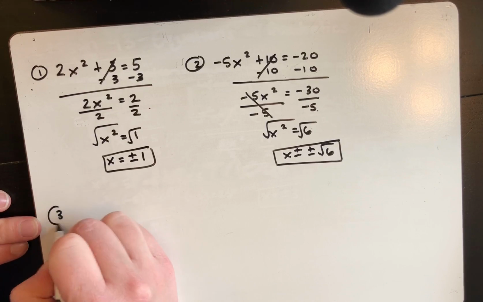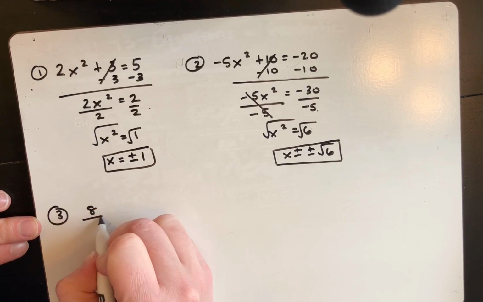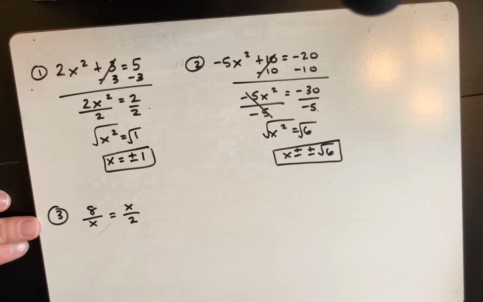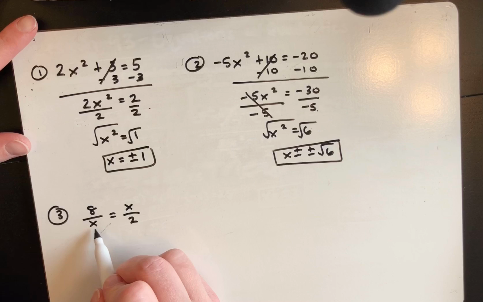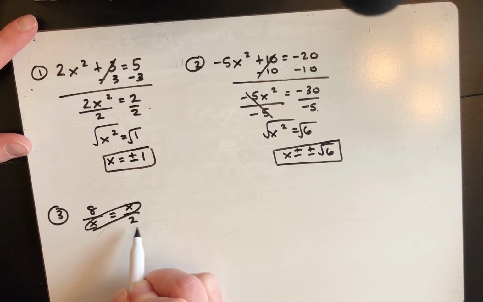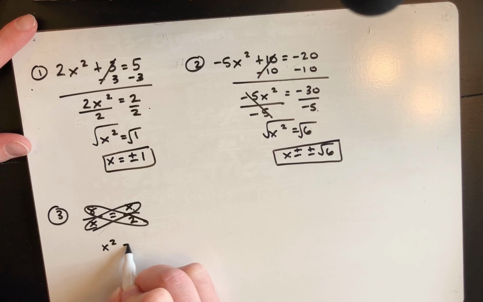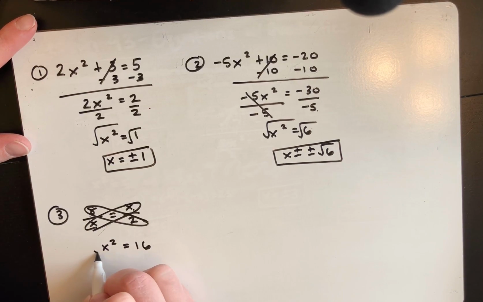All right, number 3 is a different way to write things. 8 over x equals x over 2. So how do I turn this into a quadratic, or how do I solve for x? Remember, we can cross multiply. So x times x is x squared, and 8 times 2 is 16. So x squared equals 16.